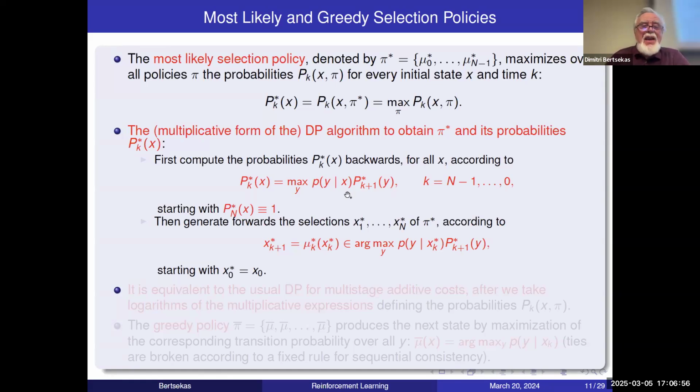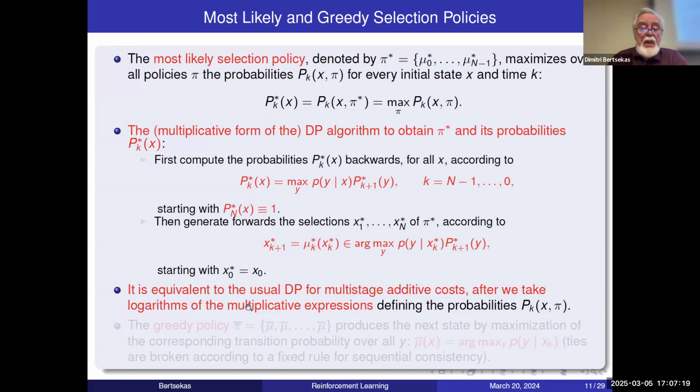But the same ideas apply because the multiplication involves positive quantities, right? So everything works through. So I could write this in terms of logarithms and then go back to products and so on, but I'm not going to do that. This is the dynamic programming algorithm for the multiplicative form, in the multiplicative type of reward. That's what I'm saying here. After we take logarithms of the multiplicative expressions, the cost expression and these expressions here, then we have the usual dynamic programming algorithm in terms of logarithms, and then we can convert it back to the multiplicative form.